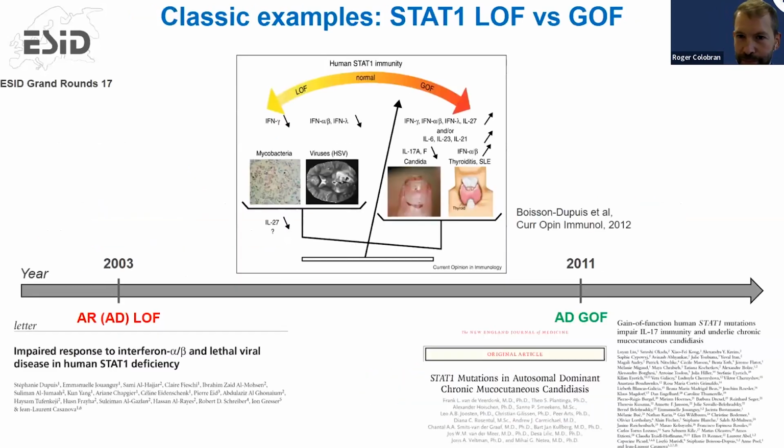As a classical example, most of you know the case of STAT1 that was discovered in 2003, the STAT1 deficiency due to autosomal recessive loss of function mutations, causing essentially mycobacterial and viral infections, and reflecting the role of STAT1 in the receptor of interferon gamma signaling pathway. And then 8 years later, a completely different phenotype was described due to autosomal dominant gain of function mutations in this case, restricted to chronic mucocutaneous candidiasis, and in this case, due to the impairment of Th17 immune response, which is crucial to control the Candida fungal infection.